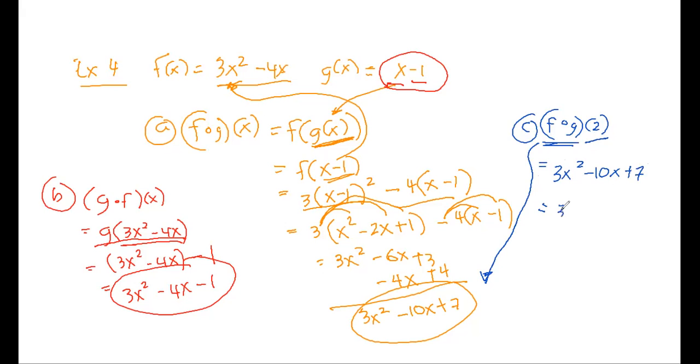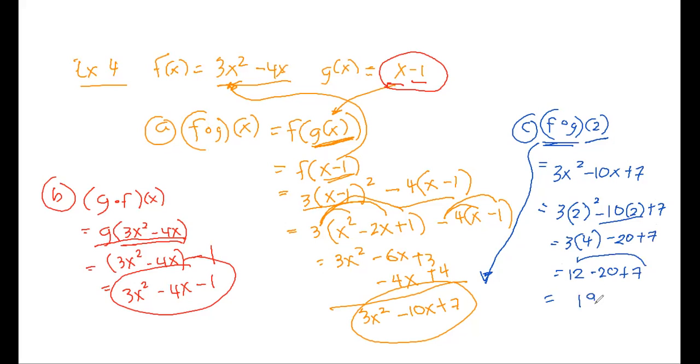It becomes 3 of 2 squared minus 10 times 2 plus 7. The answer is 3, 2 squared is 4. Negative 10 times 2 is negative 20 plus 7. So we now have 12 minus 20 plus 7. 12 plus 7 is 19 minus 20. The answer is negative 1.